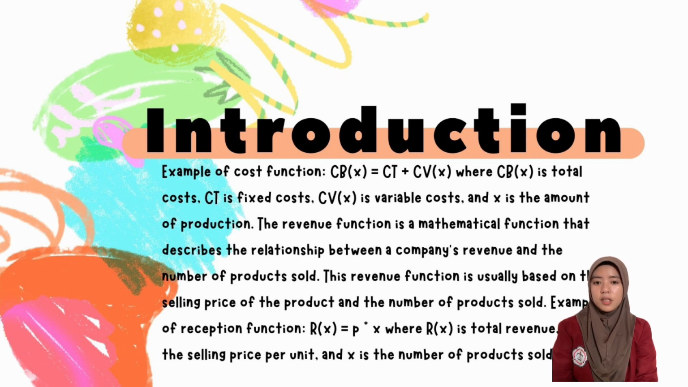Example of cost function: C(x) = CT + CV, where C(x) is total cost, CT is fixed cost, CV is variable cost, and x is the amount of production.